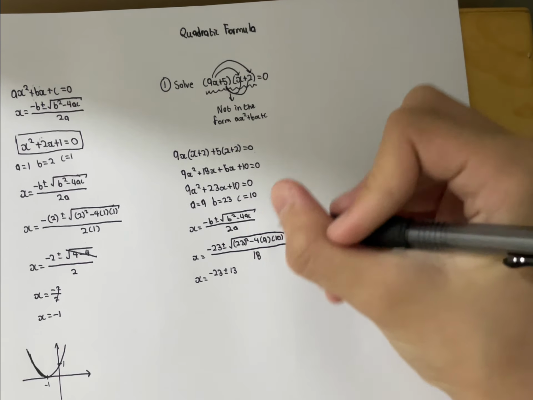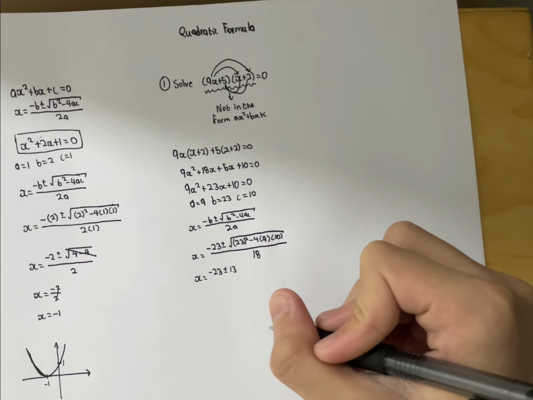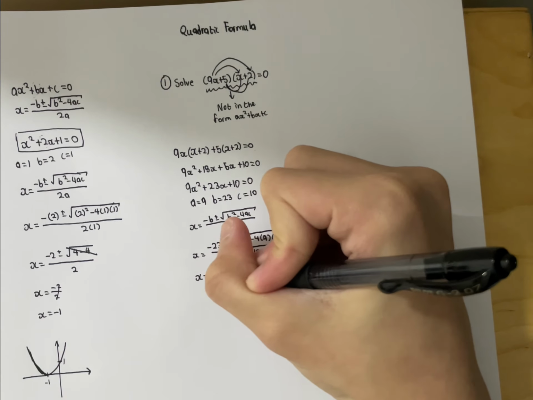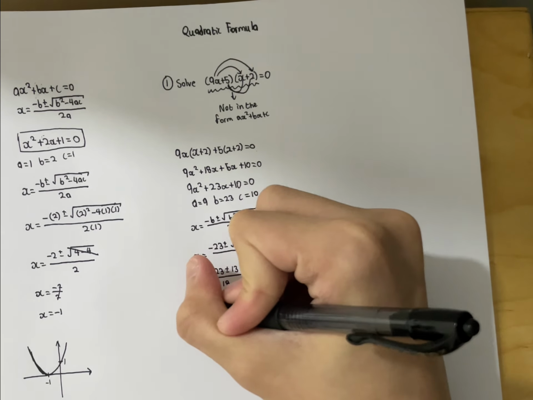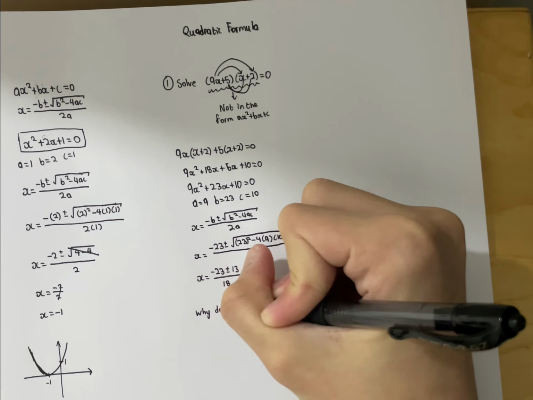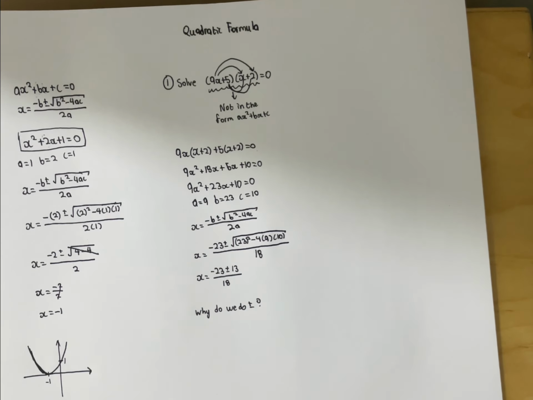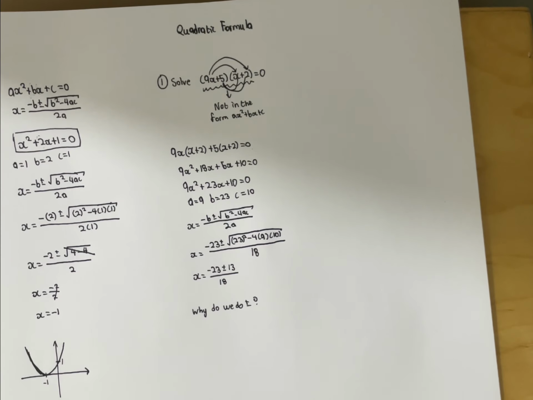Why do we need to keep this plus minus? Well, let's go on a side quest here. Let me just finish this. Well, okay, why do we do plus minus? This is just to indicate that we want both the negative square root and the positive square root.